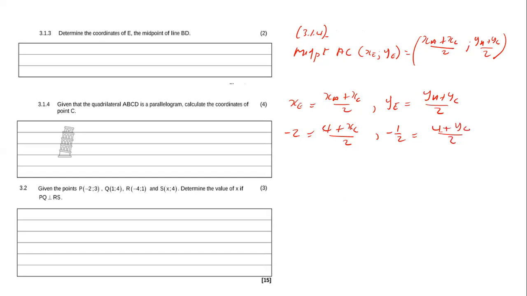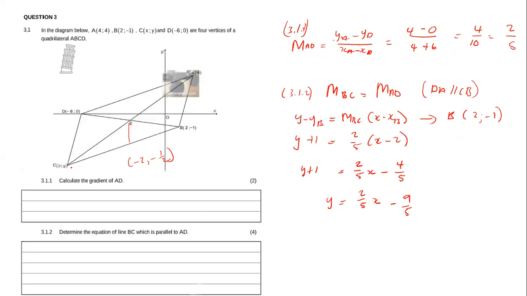Let us start with this equation. We are going to cross multiply. Here we are going to have 4 plus X of C, and here we have negative 4. This multiplied by that, and then we transpose 4 to the other side of the equation. X of C is going to be equal to negative 8. Does that make sense?